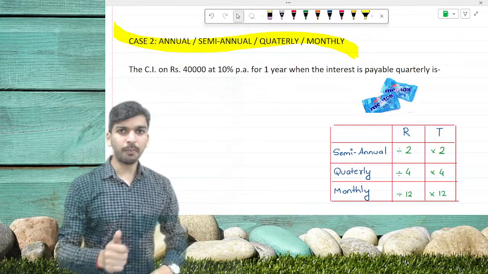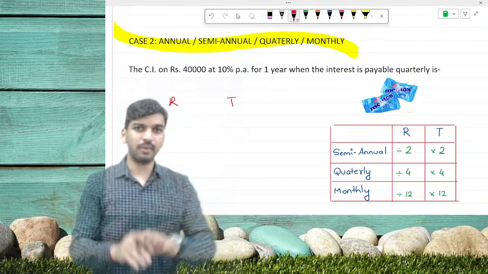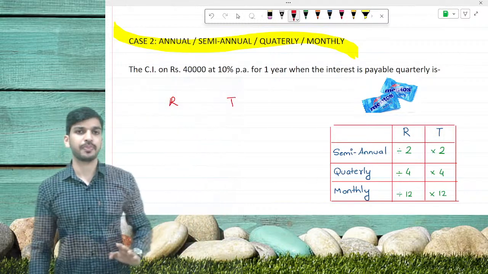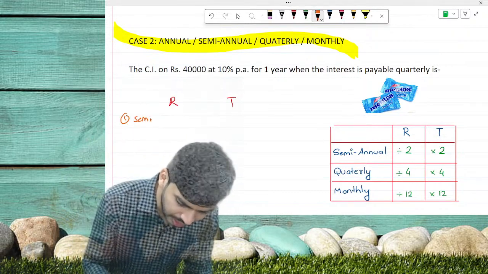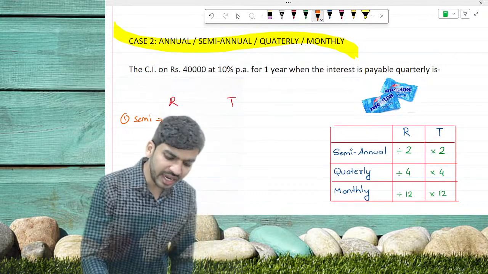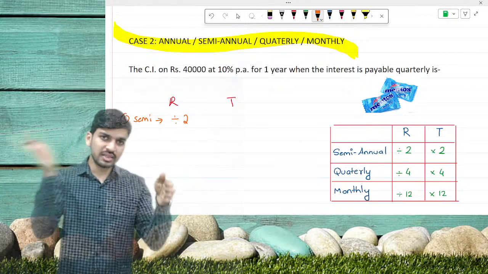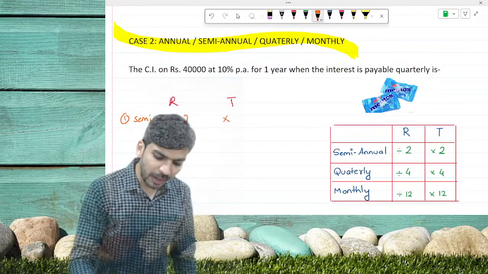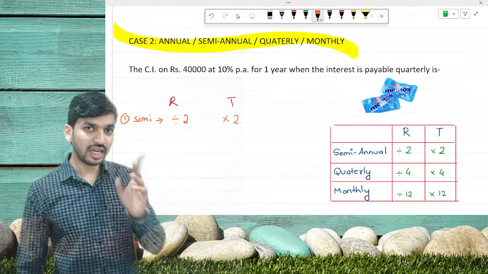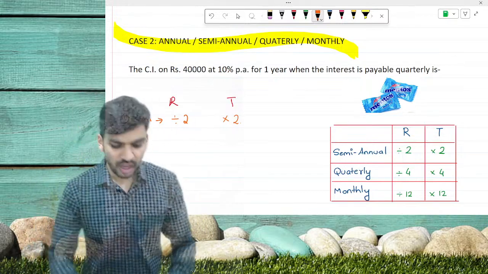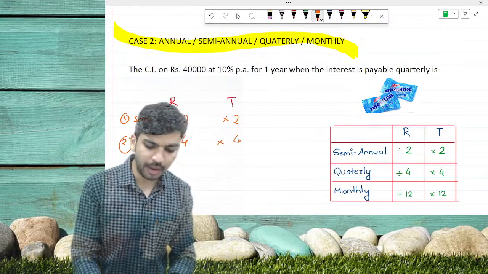If it is annual compounding, no change in rate and no change in time. If it is semi-annual compounding, what you need to do is divide the given rate by 2, because it is semi-yearly, it is paid 2 times, and multiply time by 2. Whenever it is semi-annual compounding, divide by 2, multiply by 2. If it is quarterly compounding, then divide by 4, multiply by 4.